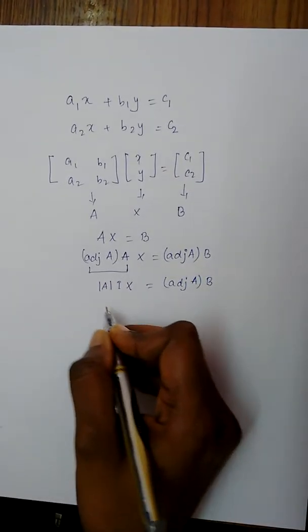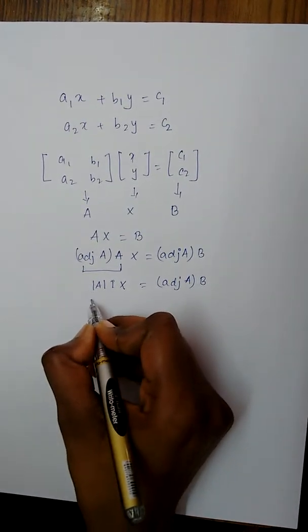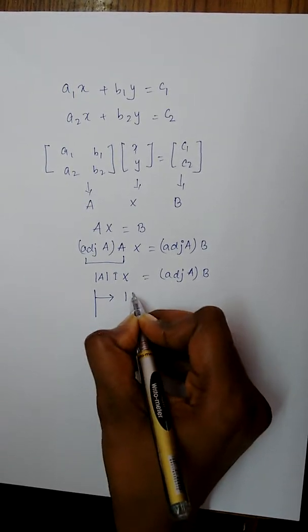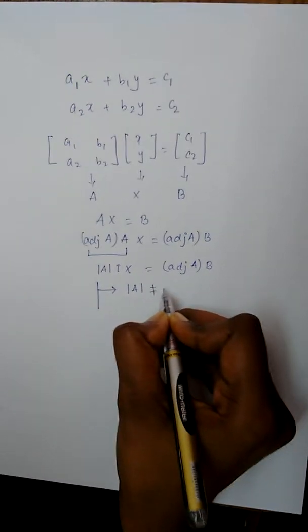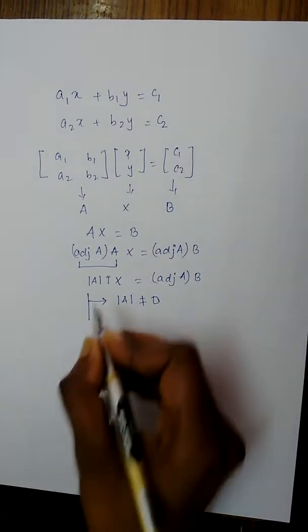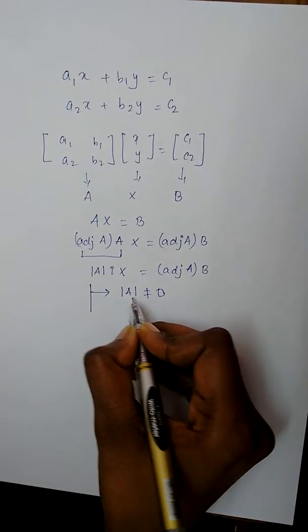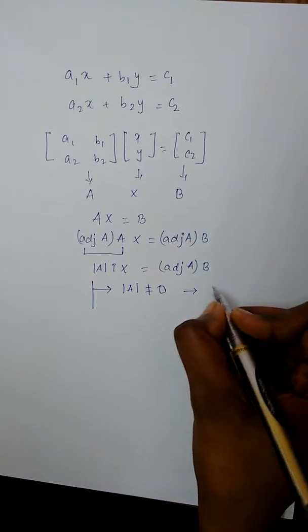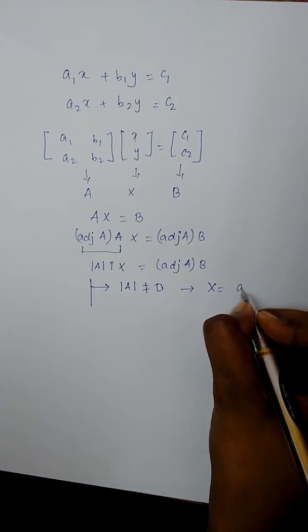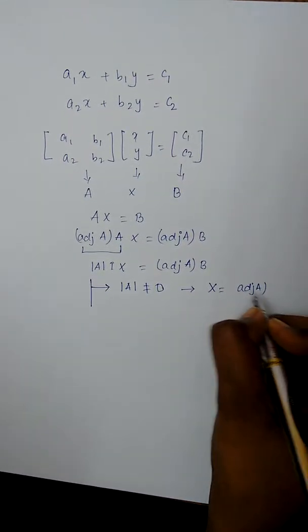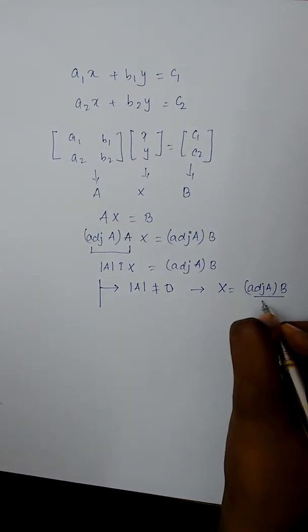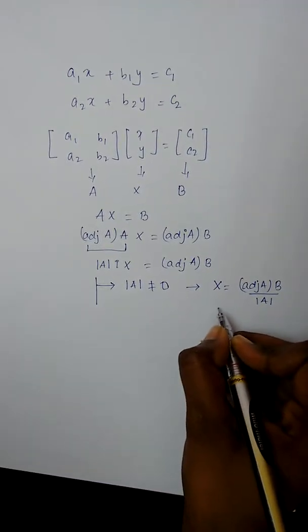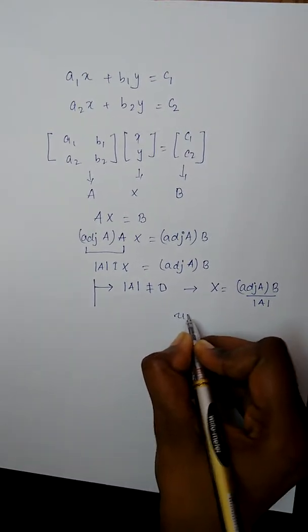Now there can be three possible solutions. First is when determinant of A is not equal to 0. If determinant of A is not equal to 0, then we'll get X as adjugate of A into B upon determinant of A. That means we'll get a unique solution.